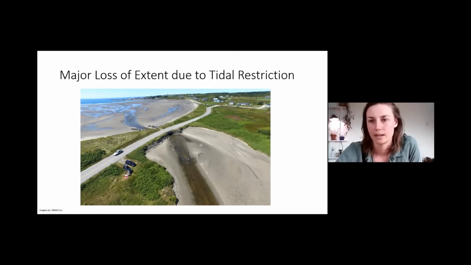And in Atlantic Canada, where I do my research, it's estimated that up to like 90% of the historic range of these salt marshes has been lost, which is a pretty incredible amount of loss. And so when we're talking about restoration, usually the first thing that you want to do is restore the hydrology. Obviously, that's the most important thing. So to take out the restriction like that.